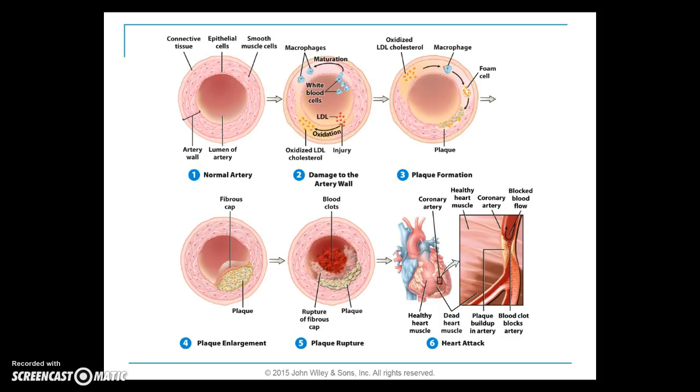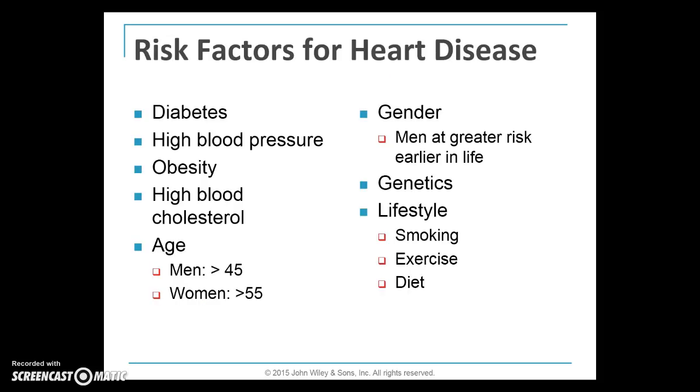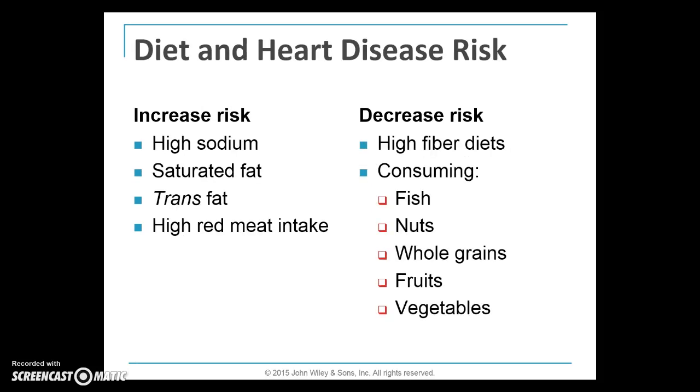blood supply and die. Risk factors for heart disease are diabetes, high blood pressure, obesity, high blood cholesterol. Men over 45, women over 55. Men are at a greater risk earlier in life. Genetics, some people are genetically predisposed. Lifestyle factors including smoking, lack of exercise, and a poor diet. Diet and heart disease risk.